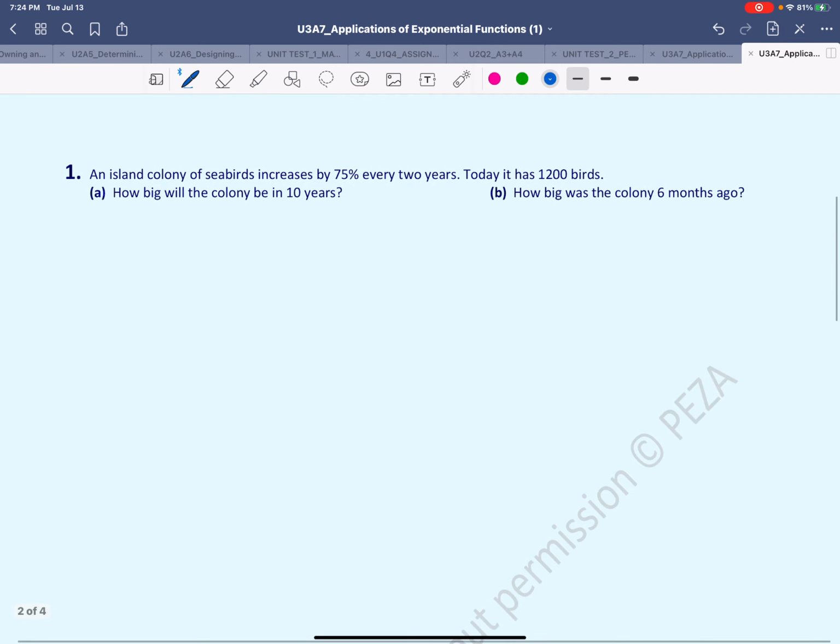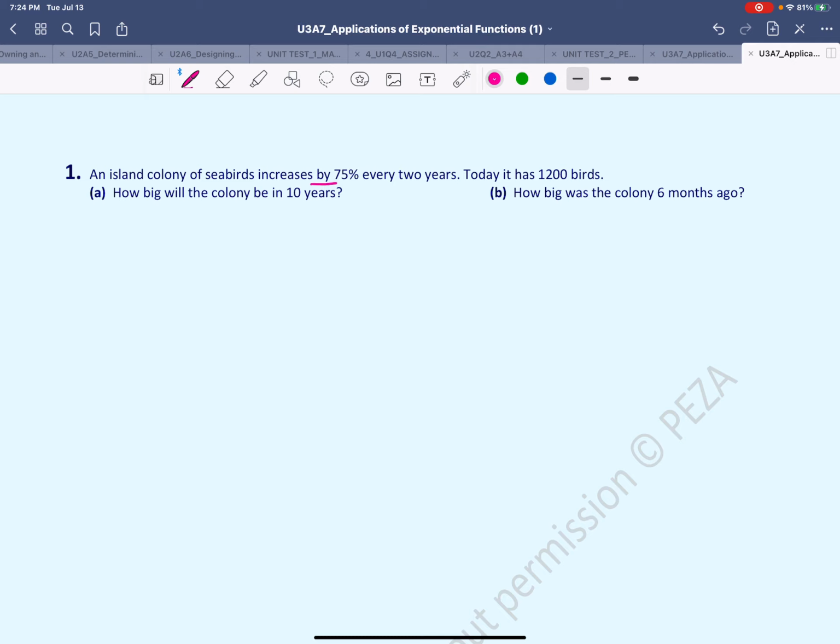Let's take a look at a couple examples together. An island colony of seabirds increases by 75% every 2 years. Today, it has 1,200 birds. How big will the colony be in 10 years? How big was it 6 months ago? So let's read the information and try to interpret all the numbers.